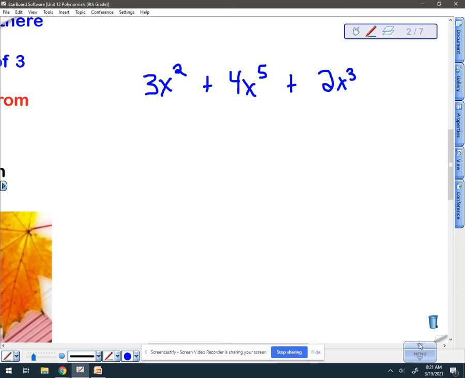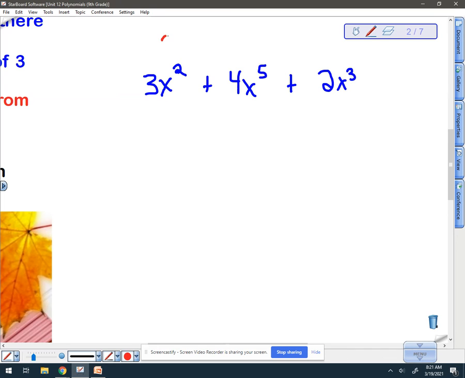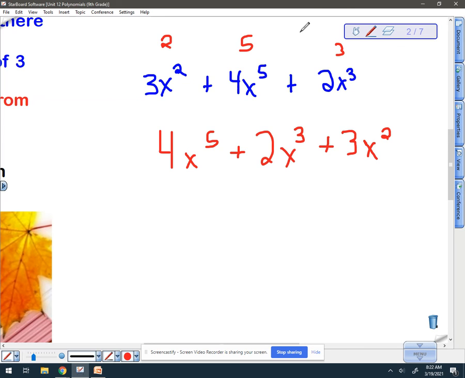So first you've got to put them in standard form. What's the degree of this? X to the second, so it's 2. What's the degree of this one? X to the fifth, so it's 5. What's the degree? X to the third, so it's 3. Put them in order. So 4x to the fifth plus 2x to the third plus 3x to the second. So you put them in order from biggest degree to smallest.